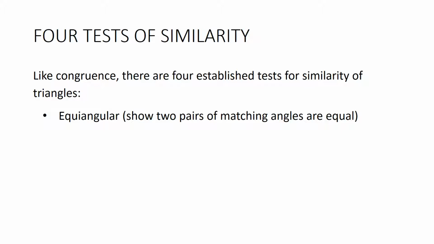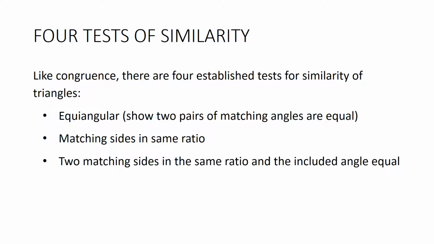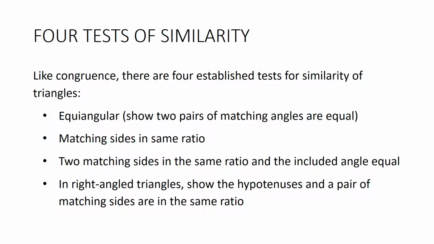So there's the most common test, equiangular, but we can prove that the matching sides are in the same ratio, and we'd have to do all 3 sides. We could find 2 matching sides in the same ratio and the included angle equals. That's like that side angle side test for congruence. Or in right-angled triangles, we can show the hypotenuse and a pair of matching sides are in the same ratio. So there you go, 4 tests of similarity.